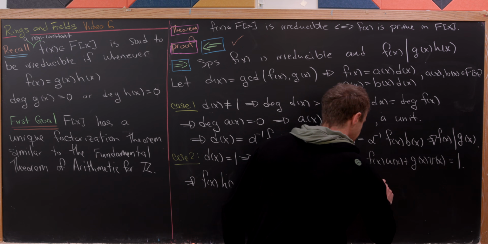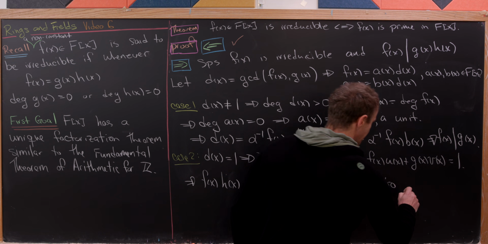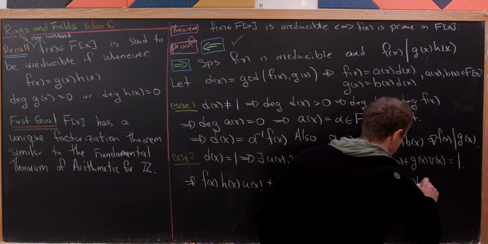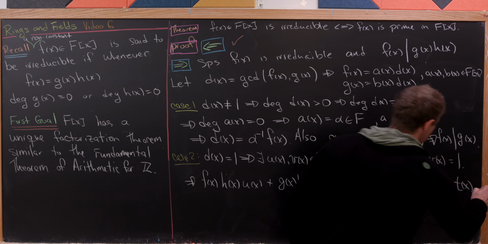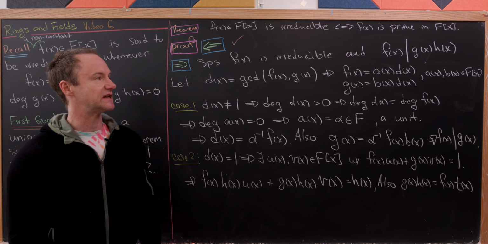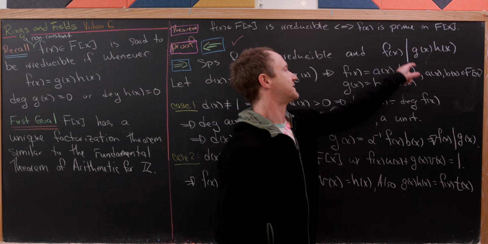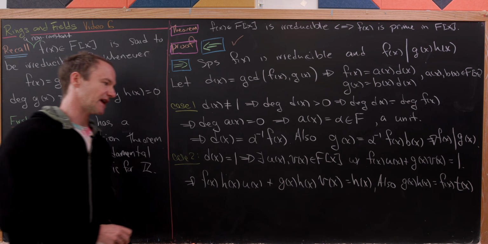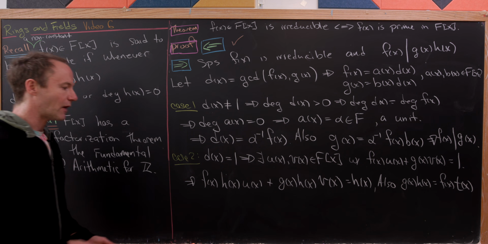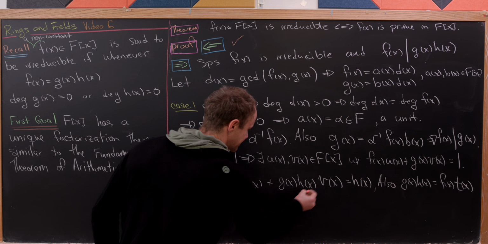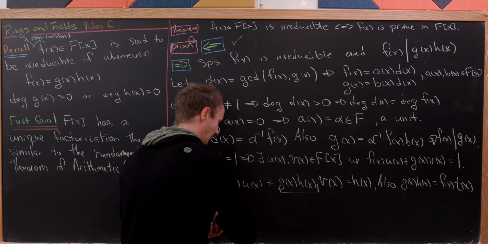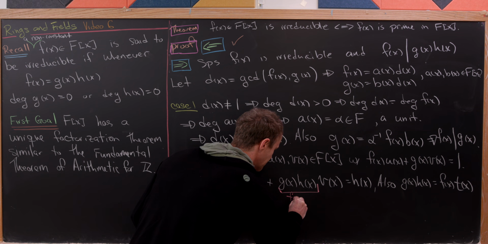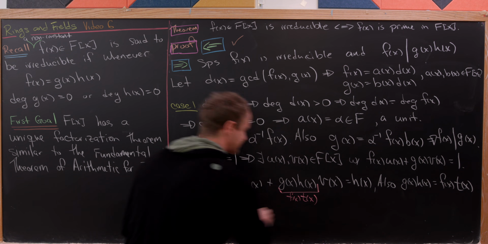And then also, we know that we can write g of x times h of x as f of x times t of x for some polynomial t of x. That's because f divides g times h. But now what I'll do is simply take this g times h, and I'm going to rewrite it as f of x times t of x.